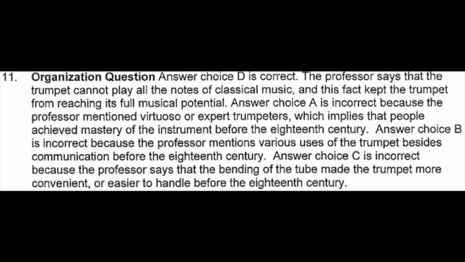Virtuoso or expert trumpeters implies that people achieved mastery of the instrument before the 18th century. B is incorrect because the professor mentions various uses of the trumpet besides communication before the 18th century. Answer C is incorrect because the professor says that the bending of the tube made the trumpet more convenient or easier to handle before the 18th century. Okay, there's number 11. And now we're finished with the listening comprehension activity. That's a wrap.